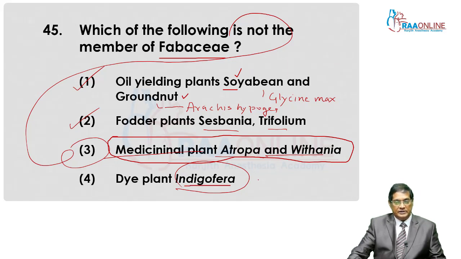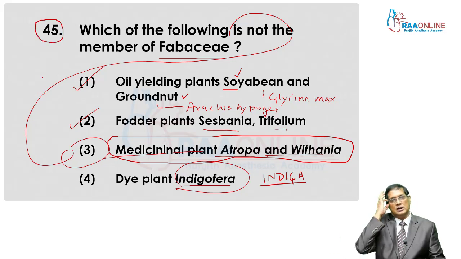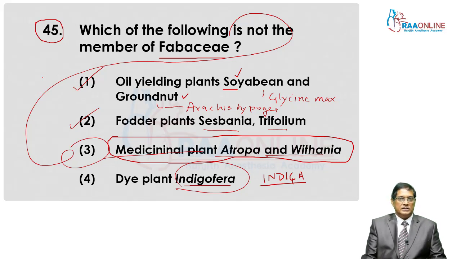Indigofera is a dye. Common name is indigo. In Hindi it is called neel. It is used as a dye for fabrics, especially cottons. That's all about the morphology section, questions of morphology, a brief discussion of the topic with questions. Thank you.